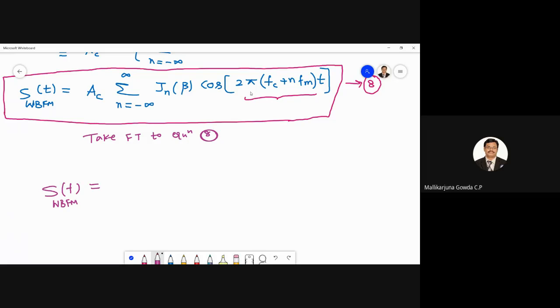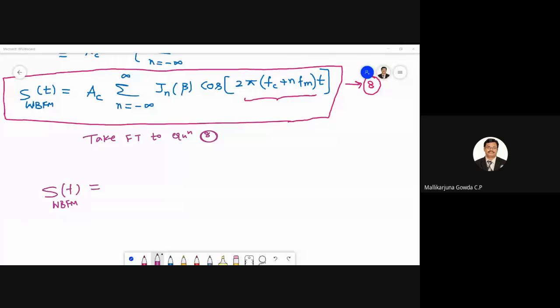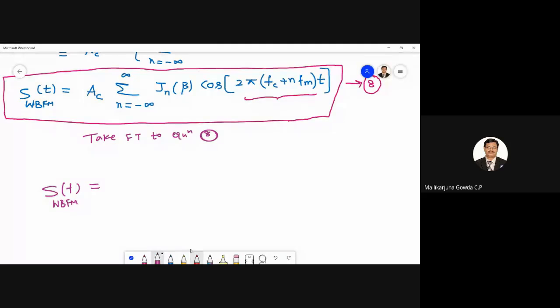What is the Fourier transform of cos 2 pi fct? Just assume that the complete thing is fc; here it is fc plus n fm. Srujan, can you say? Tell now, what is the Fourier transform of cos 2 pi fct?